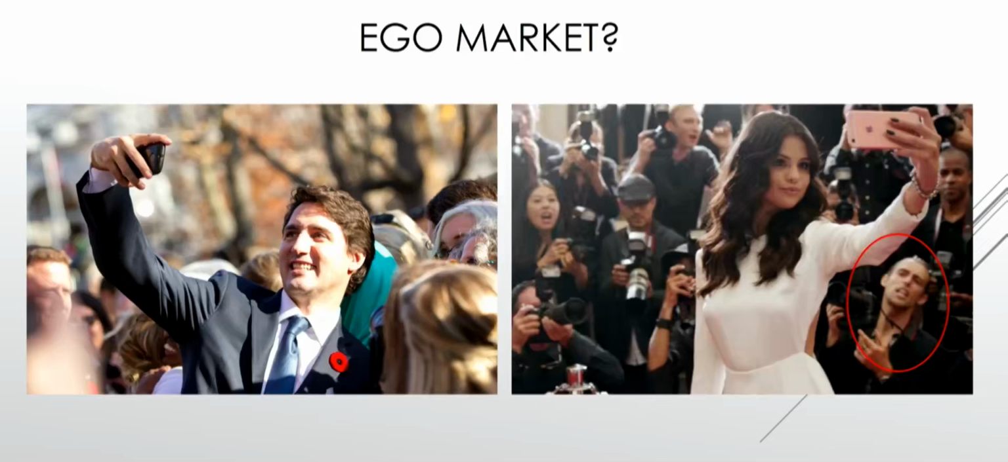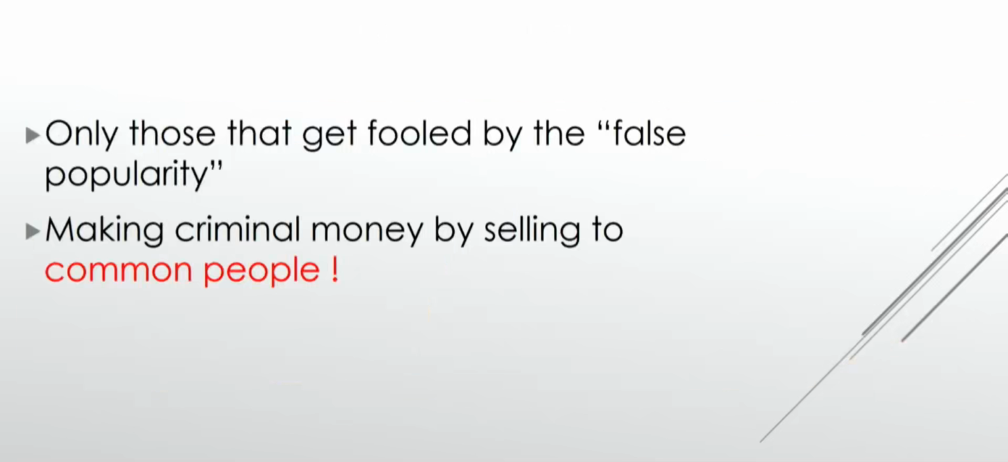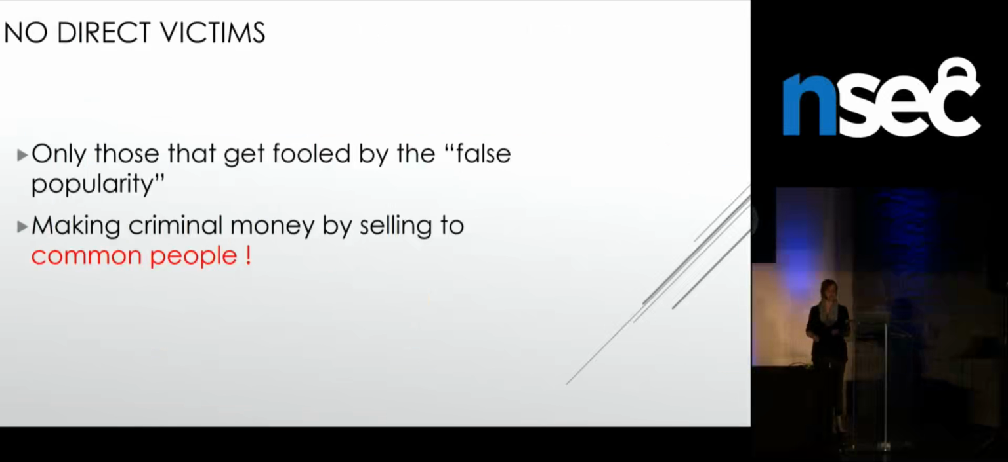So let's go back to our characteristics. We said no direct victims. Well, that's because the only people that we could think could be indirect victims were those who get fooled by the false popularity. That would be a bar that would hire a singer who had lots of fake followers to come and sing, and no one would come to the bar. Or an advertiser who would pay the person to have more visibility but wouldn't get the visibility.